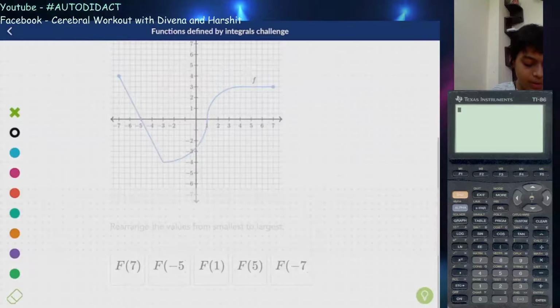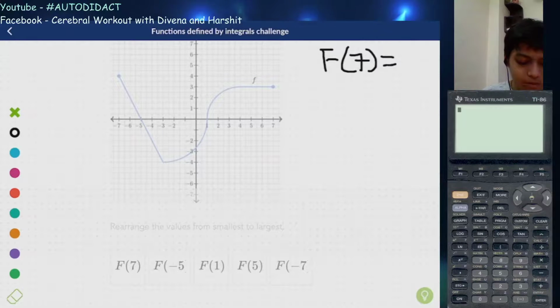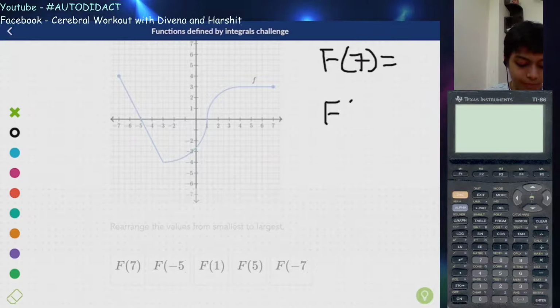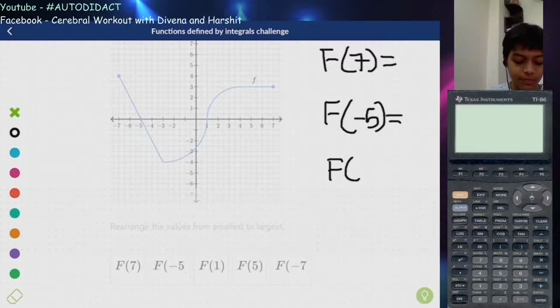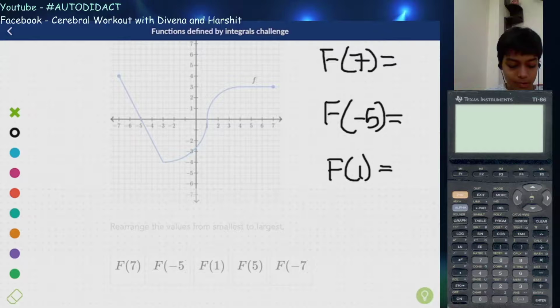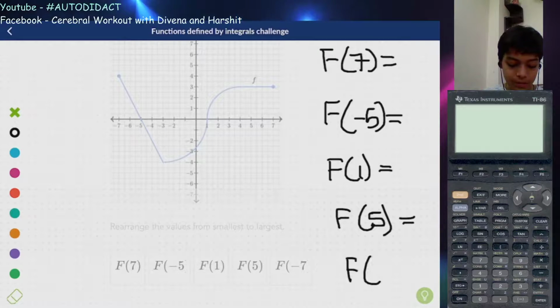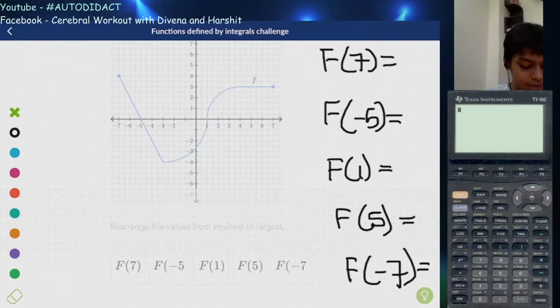So the last one, we just have to find out what the values are equal to. What is F of 7 equal to? What is F of negative 5 equal to, what is F of 1 equal to, what is F of 5 equal to, what is F of negative 7 equal to? We have to find these all. First let's find F of 7, or rather the easy one first, which is F of negative 5.